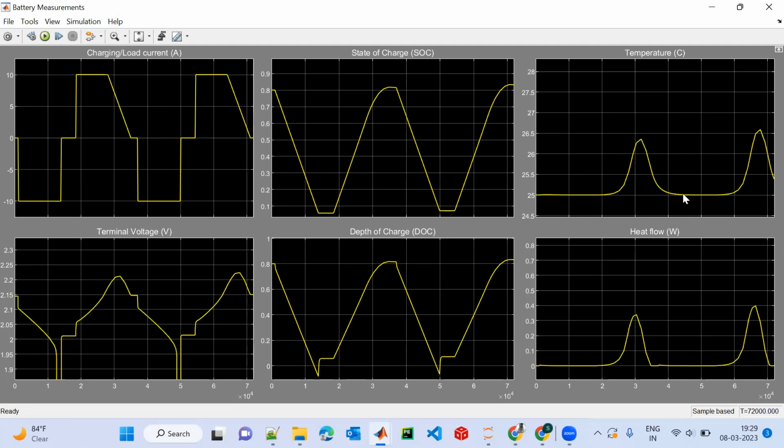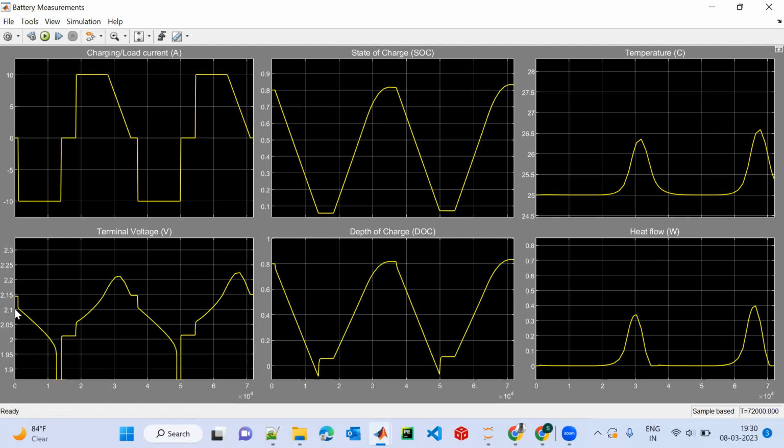This is the temperature profile. Throughout this simulation, the average temperature was 25 degrees centigrade. At some point, near about 3 into 10 to the power 4 seconds, the temperature increased by almost 1.5 degrees centigrade, and it reaches near about 26.5 degrees centigrade. Then again it reduced and again it increased here.